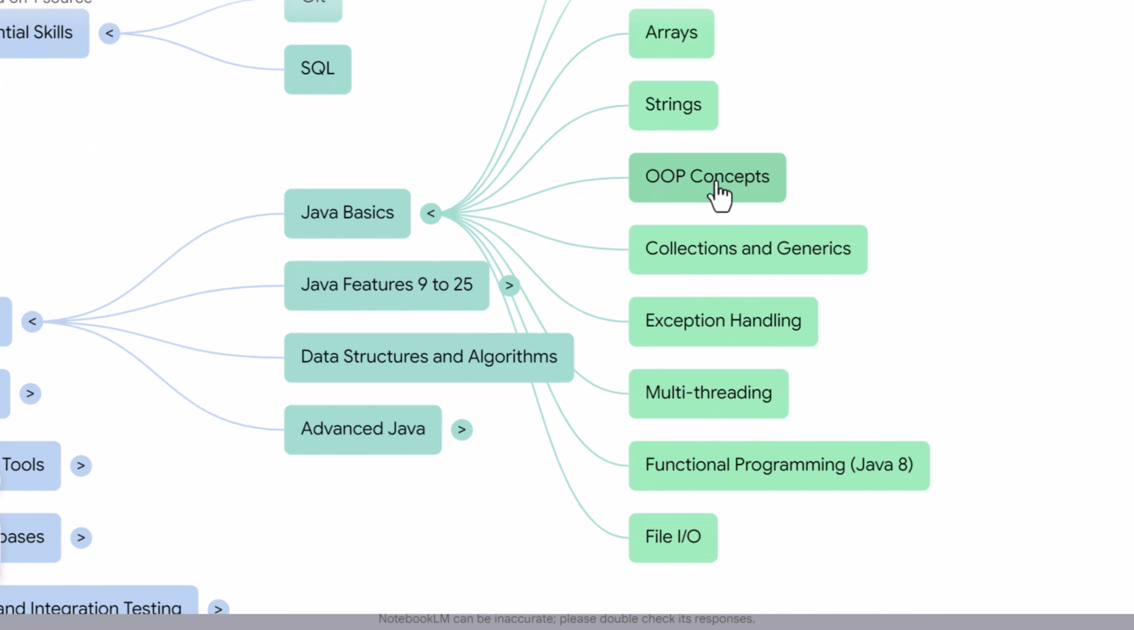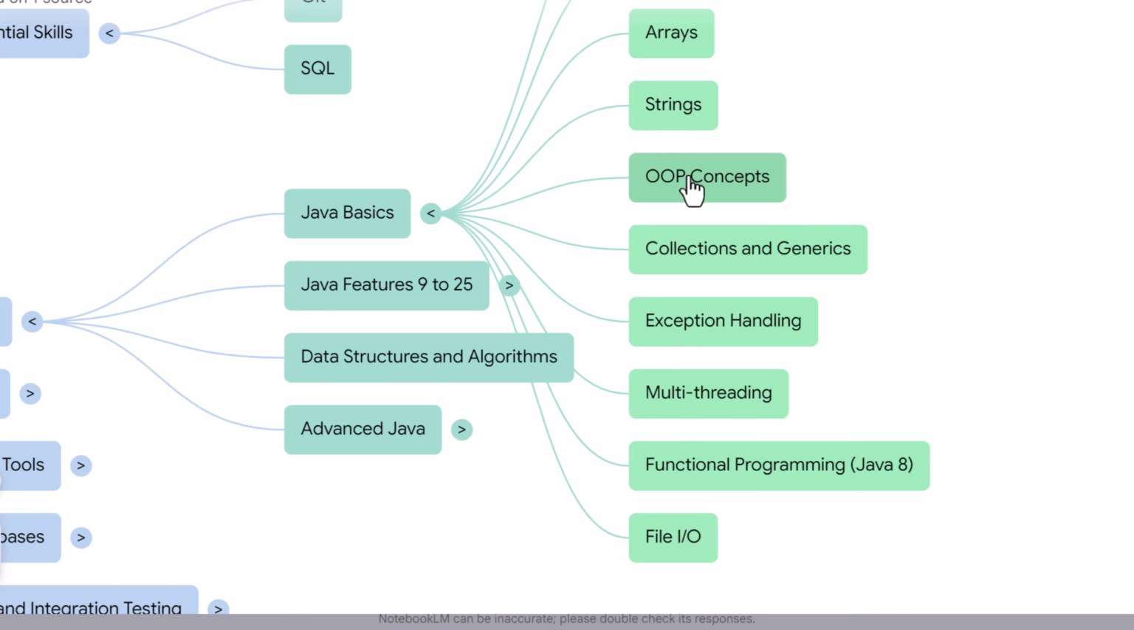Next comes object-oriented programming. This is the heart of Java. You learn how to design classes, how to structure code, and how to organize your logic using OOP principles like inheritance, abstraction, encapsulation, and polymorphism. These concepts prepare you for building real-world software instead of small practice problems.